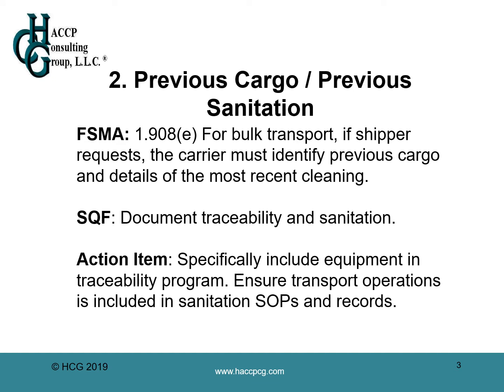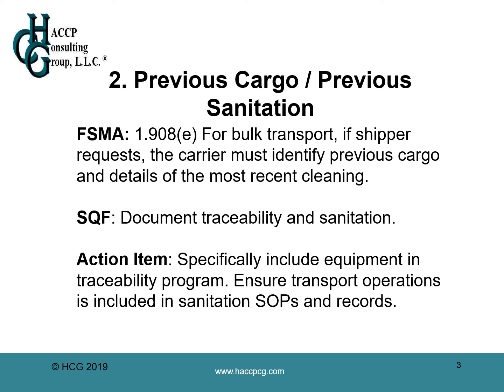The second section where there may be differences is in discussing previous cargo and previous sanitation. This is pertaining to bulk transport, so let's clarify that. Bulk transport includes the movement of food that's not packaged, and it comes in contact with the transport equipment. So this could be something like a tanker for a liquid food product or a hopper truck. And the purpose of this is to ensure that we prevent cross-contamination as well as cross-contact.